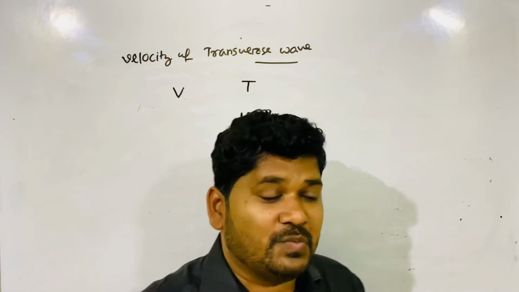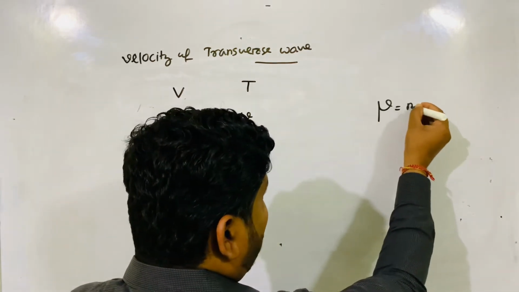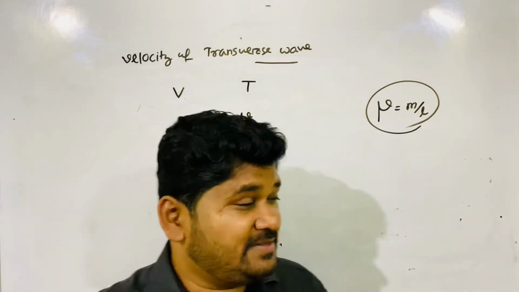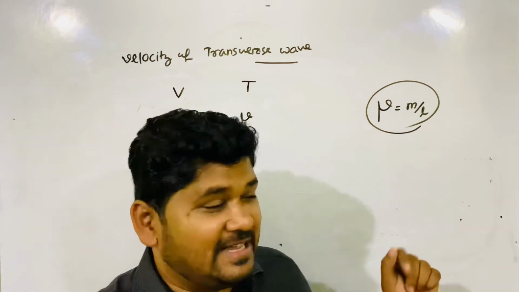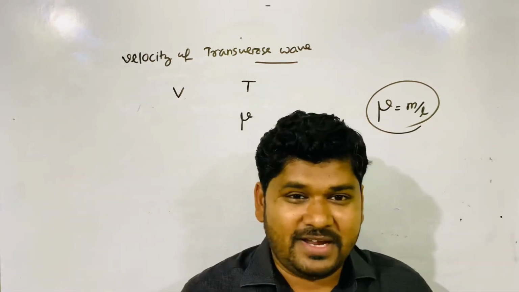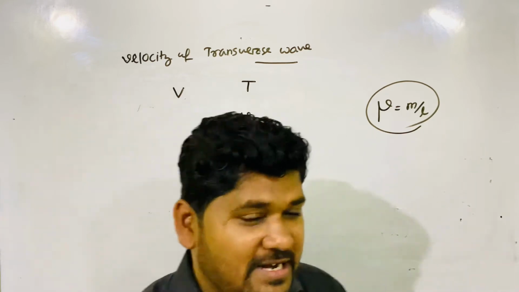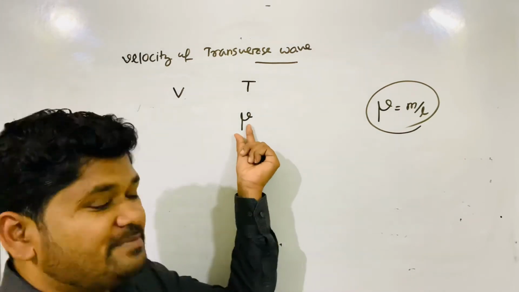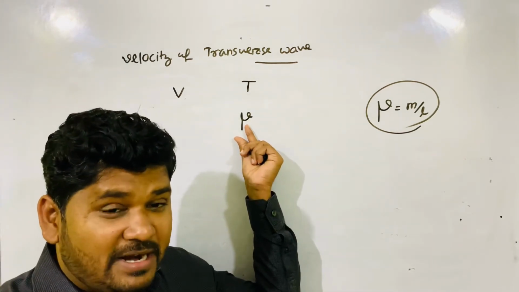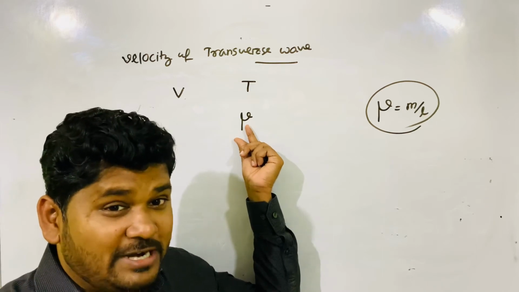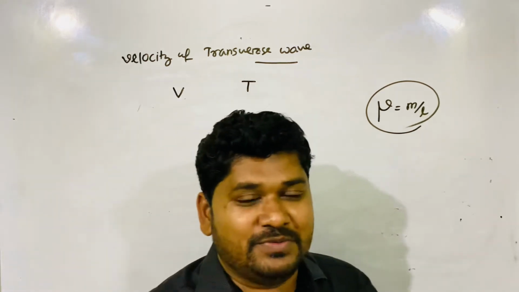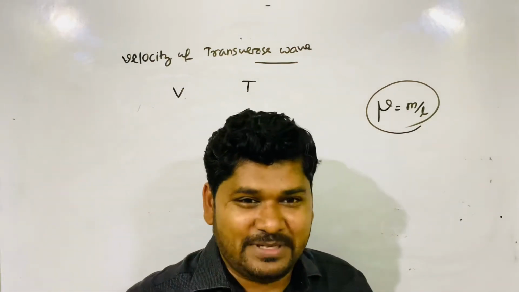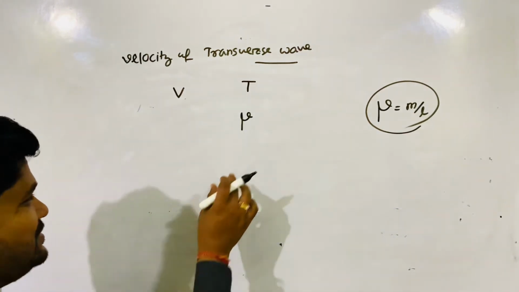I wrote the symbol mu. Remember, this is not mass, this is mass per unit length. Don't misunderstand it as mass. That's why I use the symbol mu. I am telling this repeatedly because many students make this mistake. Some books write m in place of mu. If I write m and tell you mass per unit length, sometimes you may make a mistake. That's why I change the symbol to mu. We'll use it to avoid confusion.